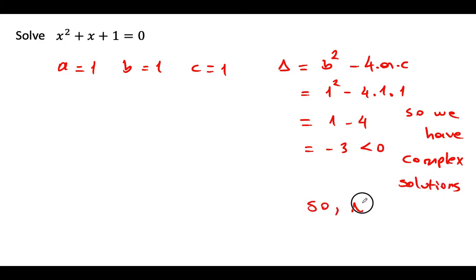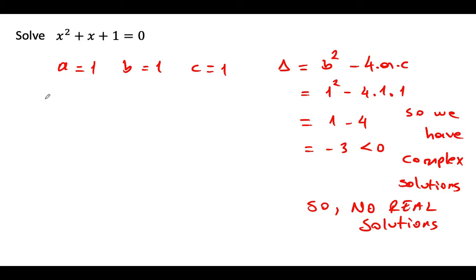So no real solutions. Complex solutions mean that the root is not on the x-axis, on the real axis. That means the function is not cutting the x-axis. It means that it is above the x-axis or below the x-axis.